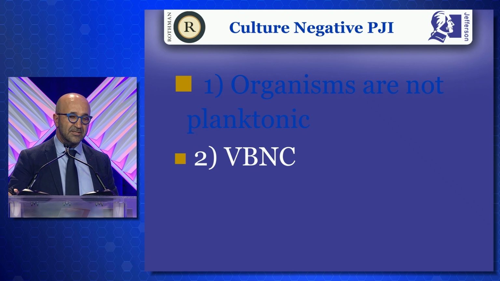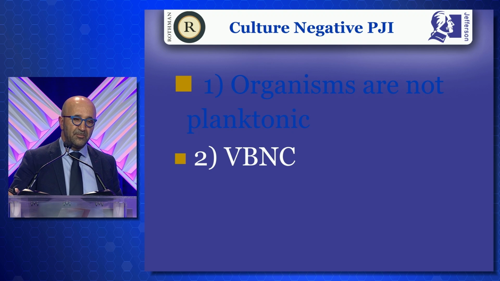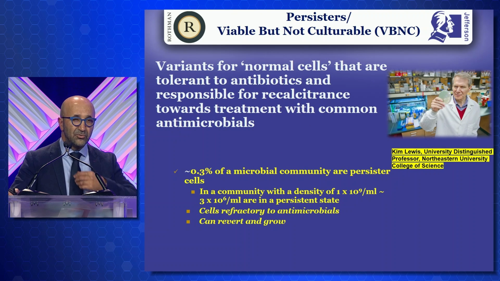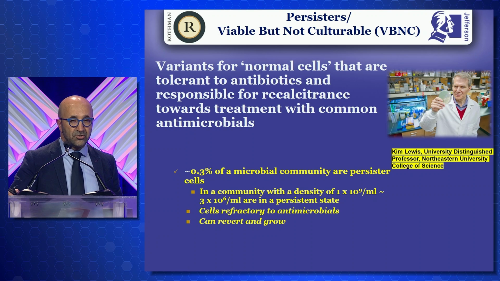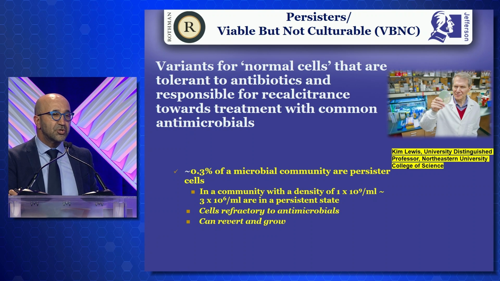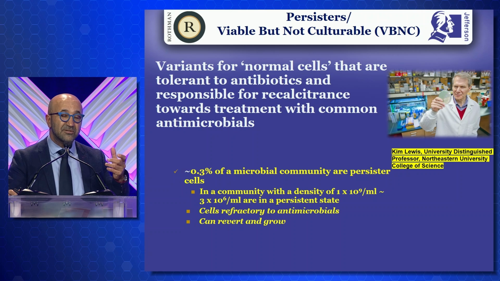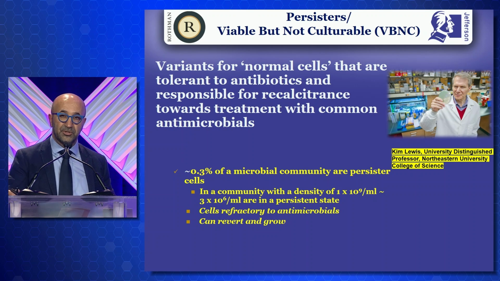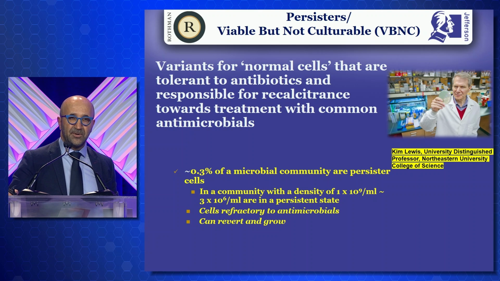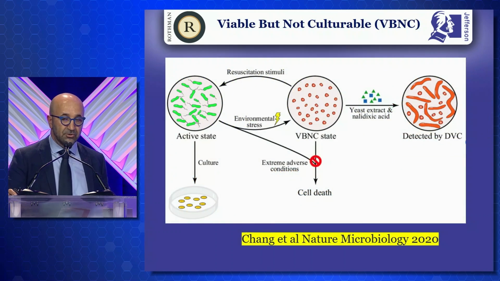Second, this is a new concept, VBNC, viable but not culturable. This is the work of Dr. Lewis from Northwestern, who has shown that there are variants of organisms that are tolerant to antibiotics and responsible for recalcitrance towards treatment with common antimicrobials. 0.3% of all the communities are recalcitrant persisters or VBNCs. So if you have 1 billion microbes, about 3 million of those microbes are what we call persisters. So it doesn't matter how much antibiotic you administer, some of these cells will survive and they will come back later to cause the infection.